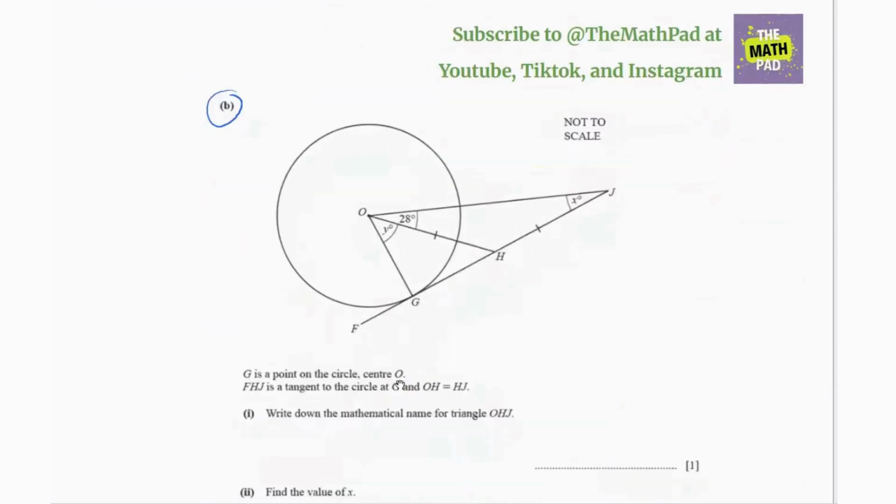Then G is a point in the circle center O. FAG is a tangent to the circle at G and OH equals HG. Write down the mathematical name for triangle OHG. So if you have two equal lengths, that's an isosceles triangle. Then find the value of x.